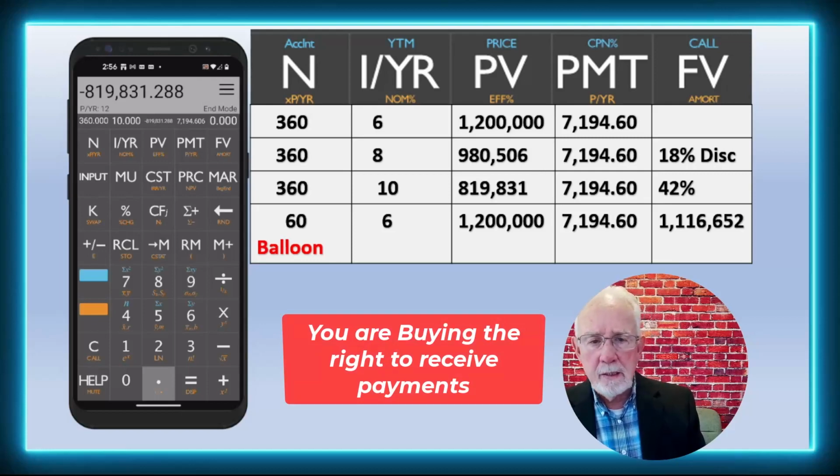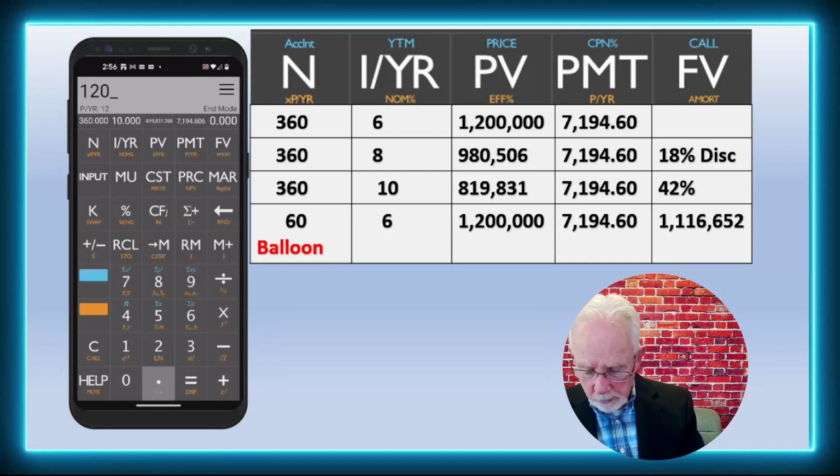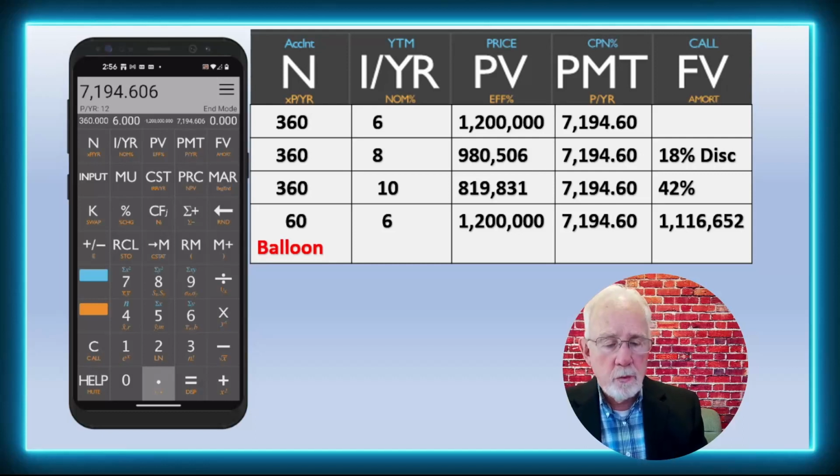So let's look at this a little bit different. Let's go back and put our calculator back like it was. Now I don't have to clear all the figures. I just say 1,200,000. Change the sign, present value. So now I'm going to put 6% back in the rate, and I'm going to put 30 back in there in the term, and then solve for the payment. $7,194.60.